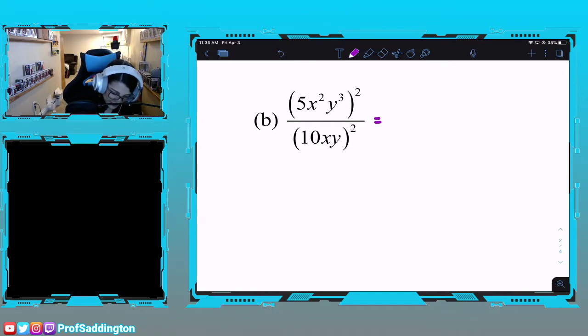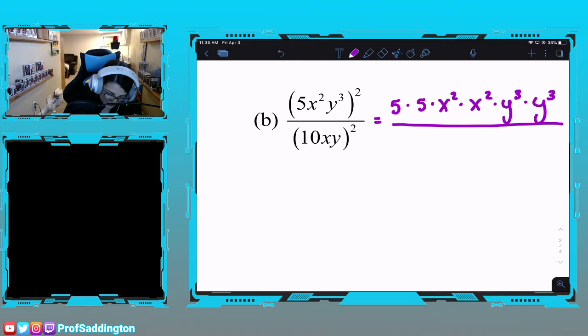All right, so we have 5x squared y cubed all squared, and then the denominator is also the whole thing squared. So I'm just going to expand it out right away. If you want to simplify it and do it another version, you're welcome to. So I have a 5 and a 5. I have an x squared and an x squared and a y cubed and a y cubed. So I had to double all of those, and same with the bottom. I'm going to have a 10 and a 10, an x and an x, a y and a y.